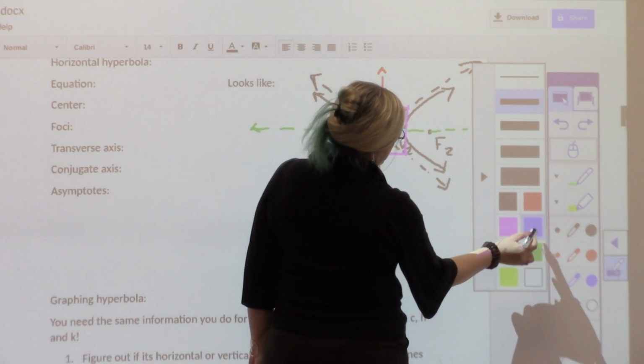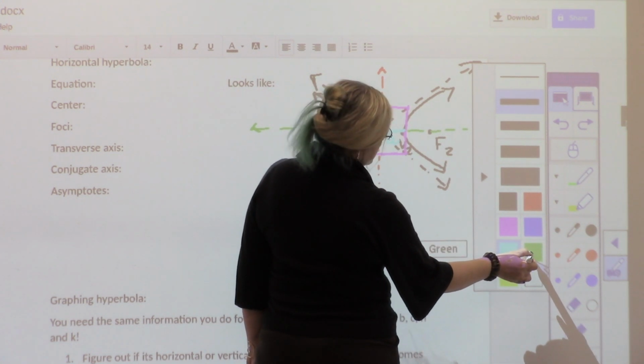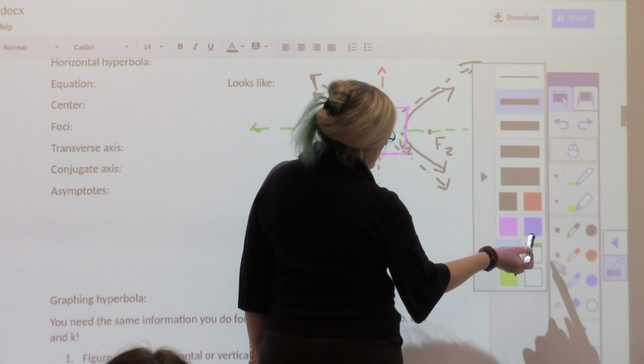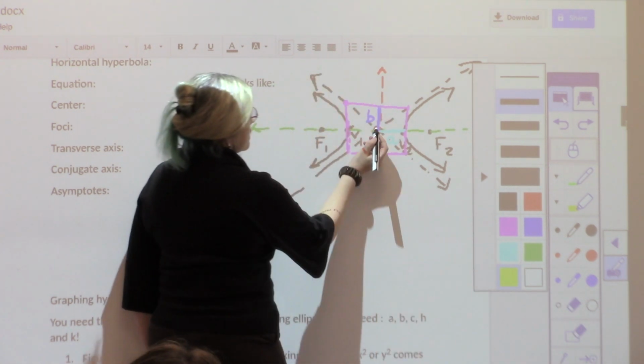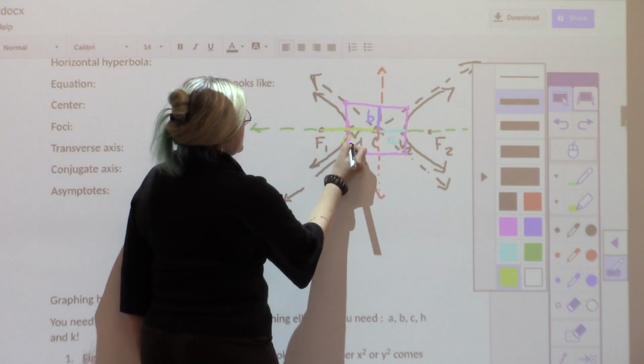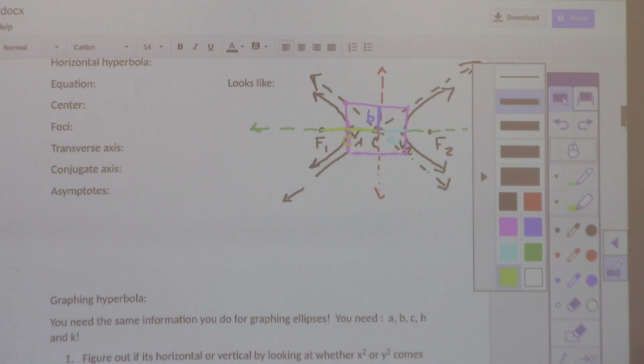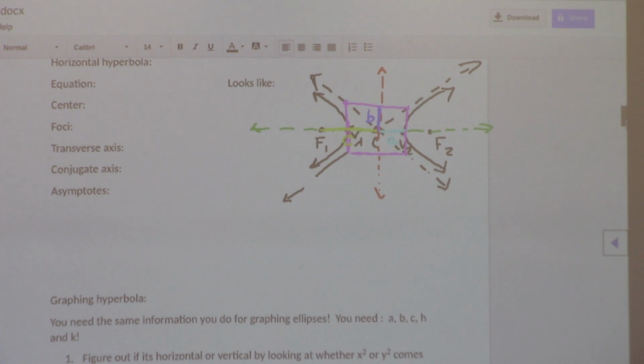And the distance from, I wish I had more colors. I've used all of them. Yellow, pop. And from here to here is what? C. That is C. Okay. So let's fill this in, looking at all these pieces.